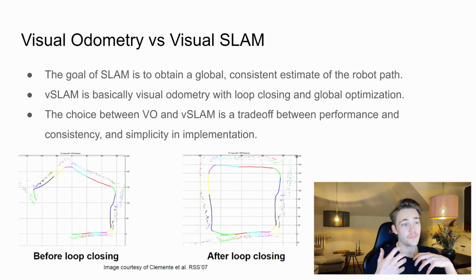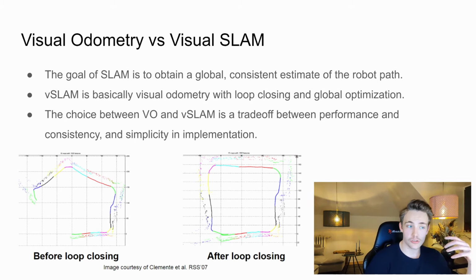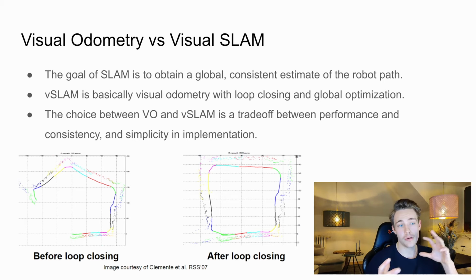So we're going to talk briefly about visual SLAM and visual odometry, and compare them: what is the difference between visual odometry and visual SLAM? The goal of SLAM is to obtain a globally consistent estimate of a robot path. When we're only using visual odometry, we're only talking about a local estimate of our robot path. Then we can close our loop, and then we get visual SLAM. So the only difference is that visual SLAM is basically just visual odometry with loop closing, and then we can do global optimization when we close our loop to get this nice and smooth path, as we can see down here at the bottom.